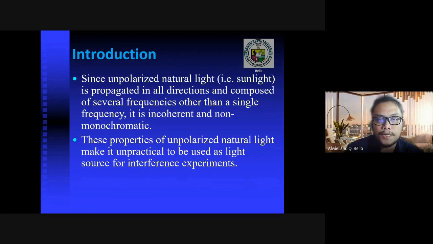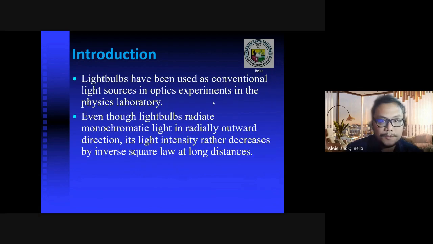Now, since unpolarized natural light, such as sunlight, is propagated in all directions and composed of several frequencies other than a single frequency, it is incoherent and not monochromatic. So these properties of unpolarized natural light make it impractical to be used as a light source for interference experiments. Light bulbs have been used as conventional light sources in optics experiments. Now, even though light bulbs radiate monochromatic light in a radially outward direction, its light intensity decreases by the inverse square law at long distances.